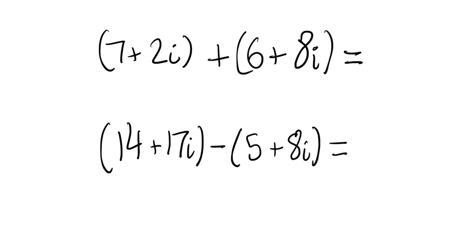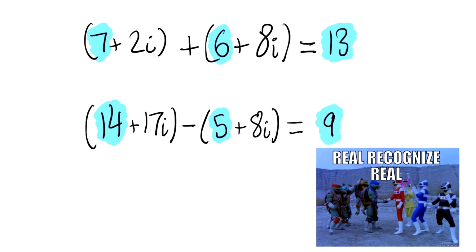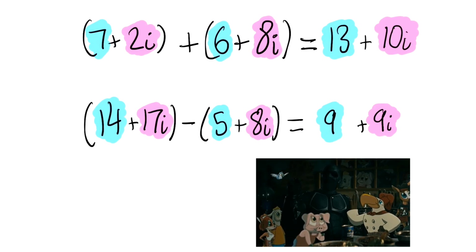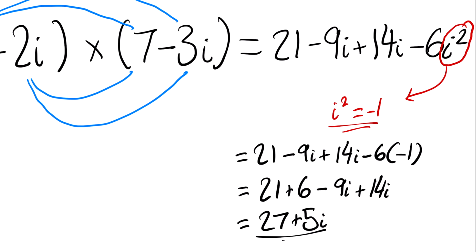Adding and subtracting complex numbers is basically the exact same as algebra. You just collect the like terms: the real components with the real components and the imaginary components with the imaginary components. Multiplying is also the same as algebra, except you've got to know that i squared is -1.